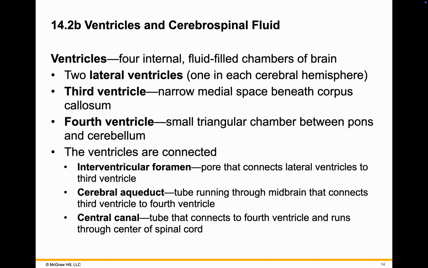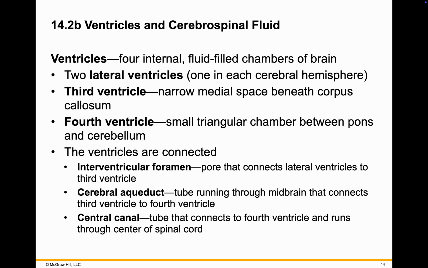Ventricles are 4 internal fluid-filled chambers of the brain. There are 2 lateral ventricles, one on each cerebral hemisphere. The third ventricle is a narrow medial space between the corpus callosum. The fourth is a small triangular chamber between the pons and the cerebellum. The ventricles are all interconnected.